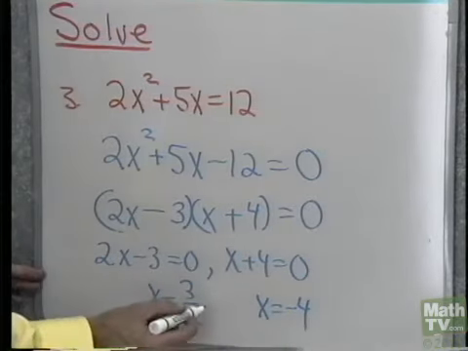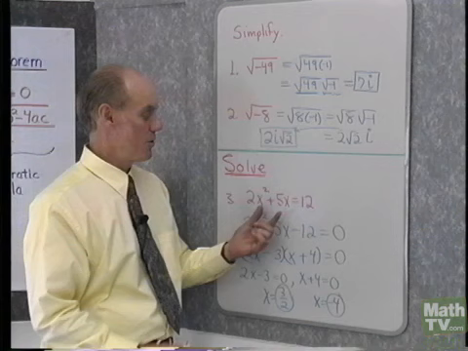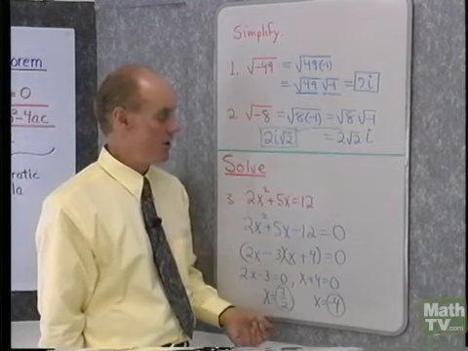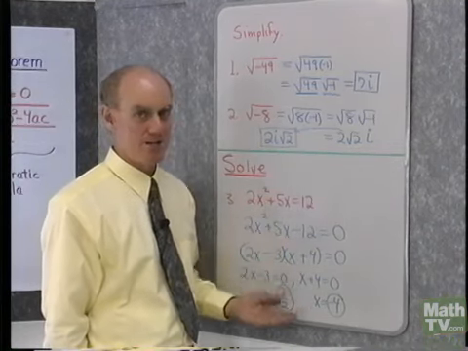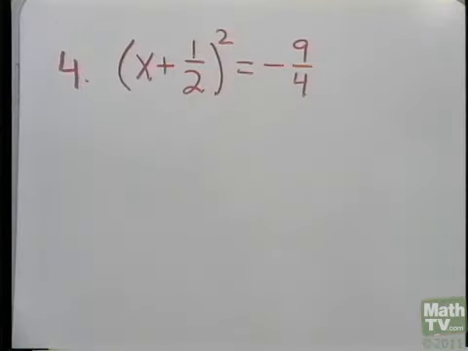So I get two solutions here, x equal 3 halves and x equal negative 4, and this equation is solvable most easily by factoring because it's factorable. So if your equation is factorable, that's still the easiest method, so I would do that. Let's look at our next problem.